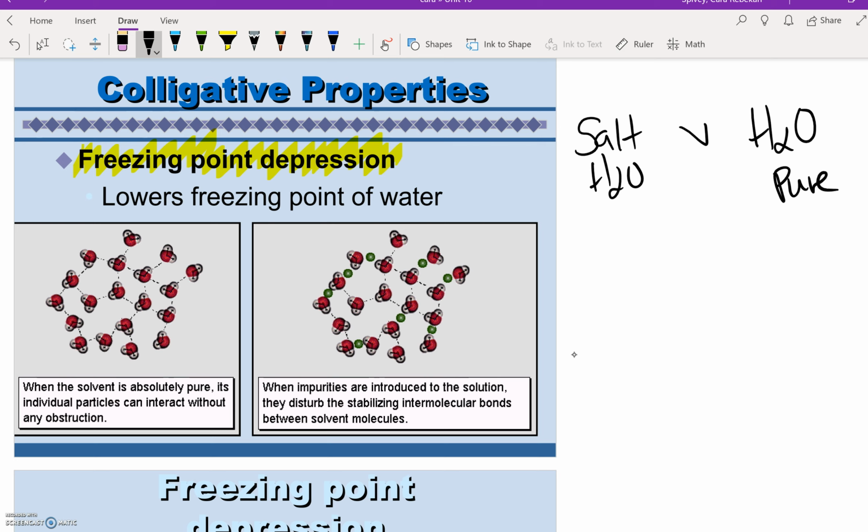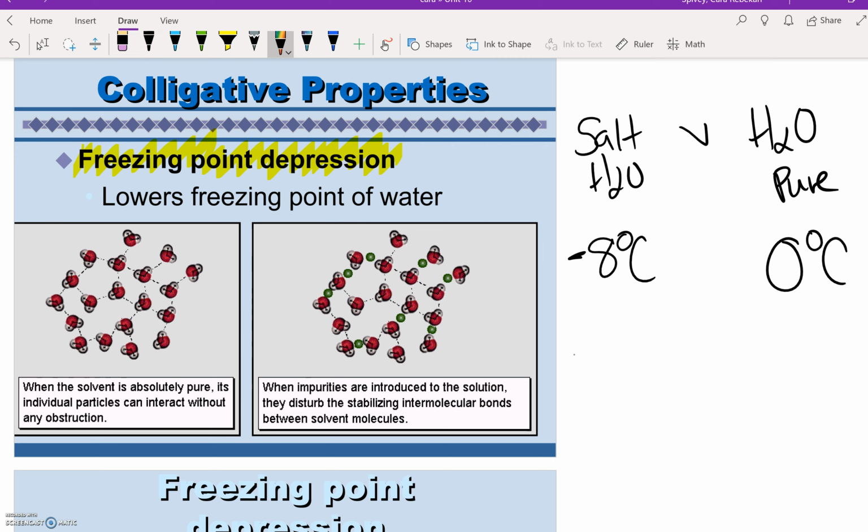Salt water versus pure water. We know that pure water freezes at 0 degrees Celsius. Salt water is going to freeze at about -8 degrees Celsius. Now, it's different for all types of salt water. The more salt, the lower it gets.